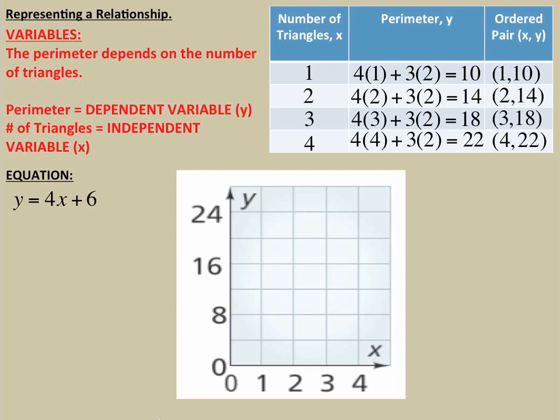Graph, same idea here, going by 4s, so make that 4, 12, 20 to fill in those other numbers. And then just plot your points: (1, 10), (2, 14), (3, 18), (4, 22). Good. Make sure you label your axes. Dependent variable, perimeter. Independent variable, number of triangles.